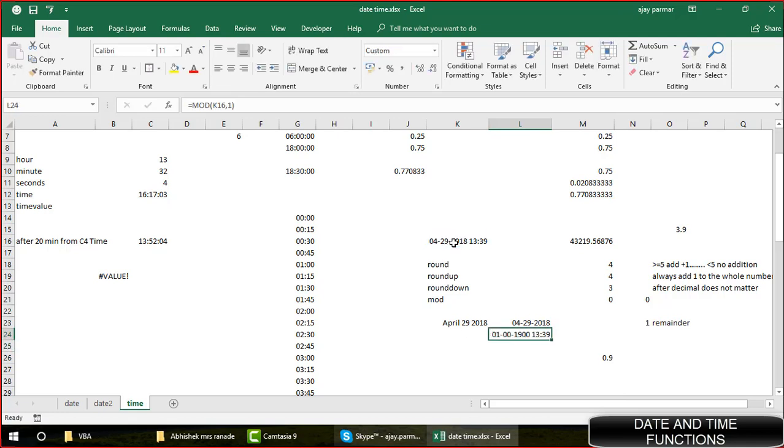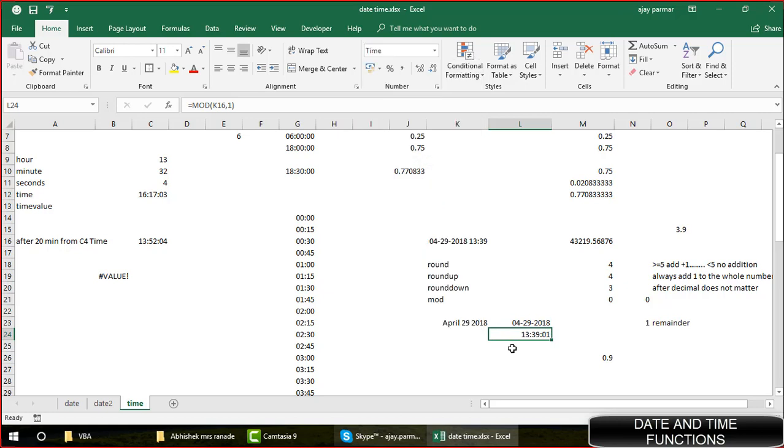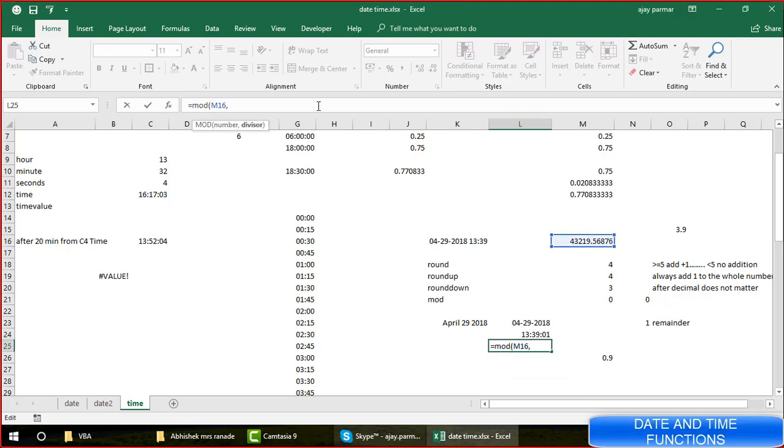What is left? You can see I get the date as 1900, 0 January. 0 January is nothing, it's 0, because the first date is 1st January 1900. So if you change this to time format, the time shows. Actually you did this, mod, select this and say divided by 1, and this is what you'll get, 0.5687, right?